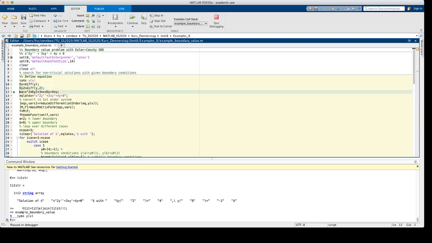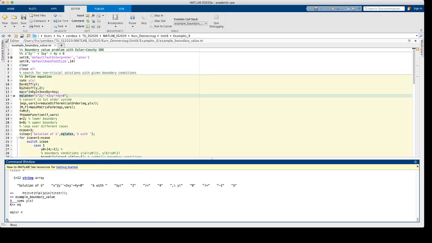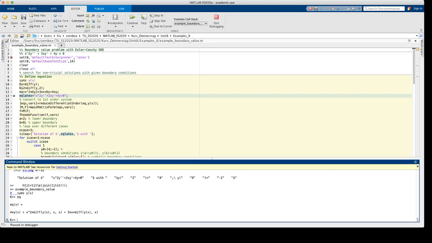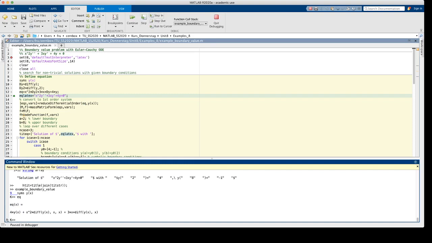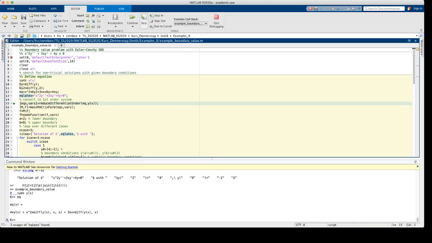So the expression eq is now the left-hand side of the equation. I also define the corresponding LaTeX string. This will be used later for the title.